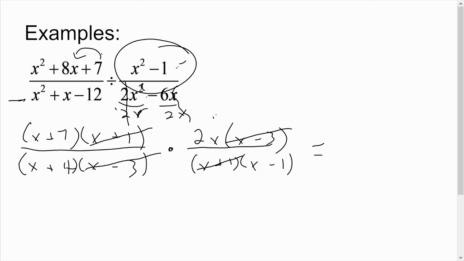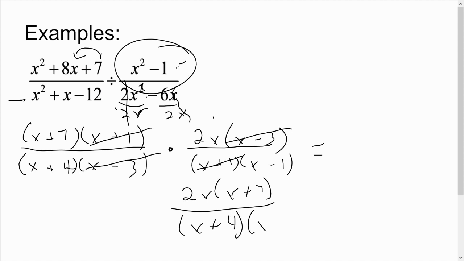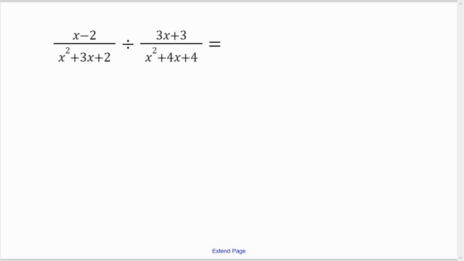So let's gather up. I got 2x, x plus 7, and x plus 4, x minus 1. So that's my final answer for this one. It feels like I should be able to cancel something out, but I can't. I got to do all of it or none of it, so it just doesn't work. Whenever I do problems like this, I'm thinking I can cancel something off, and I was able to, but not as much as I like.